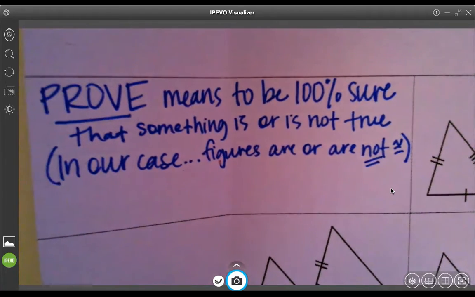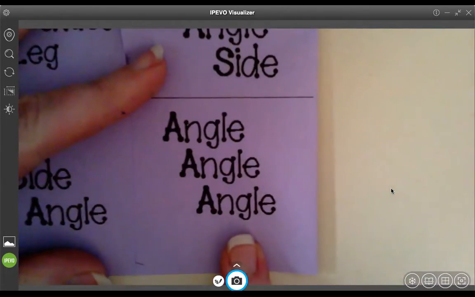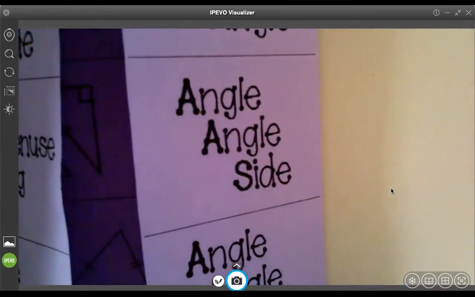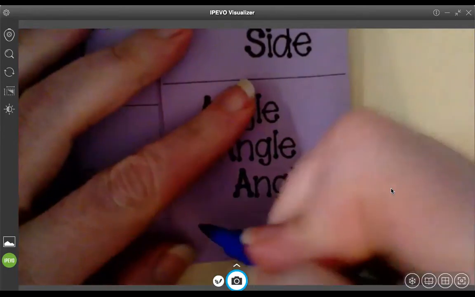So at first, I cover the patterns that are not going to work. And so I usually slide down to the bottom. I'm going down here to angle, angle, angle. So on the outside, I'm going to put not necessarily.